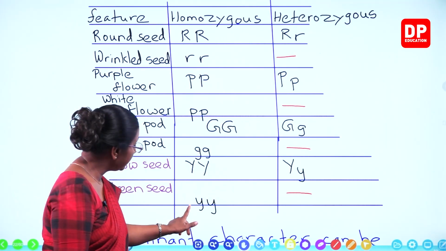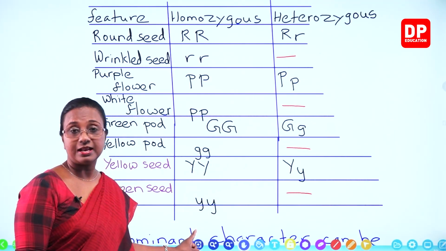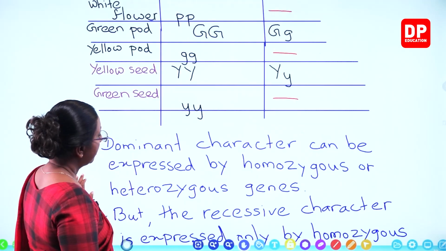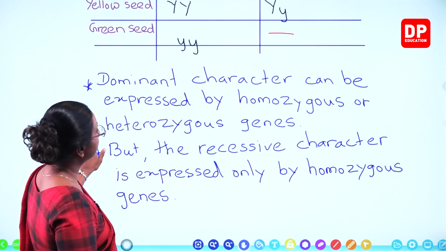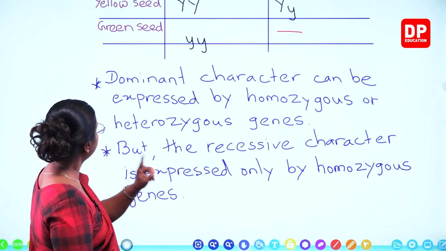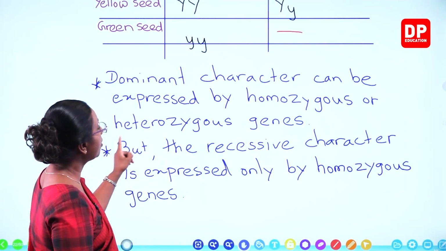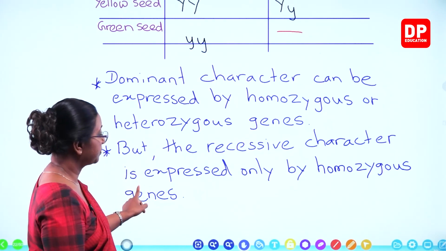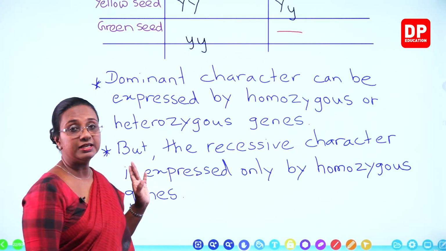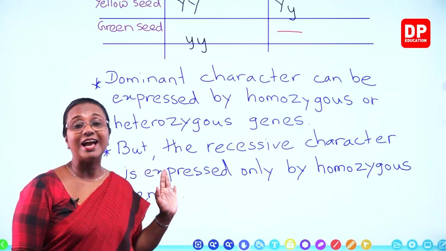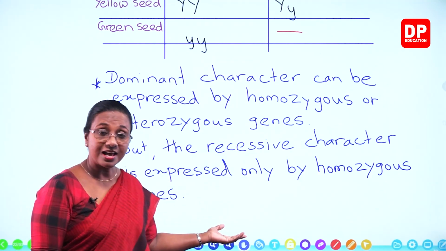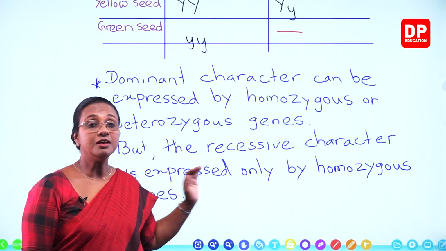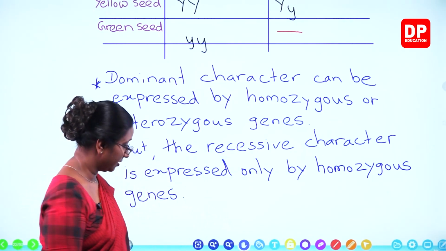Homozygous genes: both genes are similar in character. Is that clear to you all? So I am sure you all can understand this part also. Dominant character can be expressed by homozygous or heterozygous genes. But the recessive character is expressed only by homozygous genes. I am sure you all can understand that. In the next slide also, I will be again recalling what we discussed here, and thereafter we will move on to gene expression.